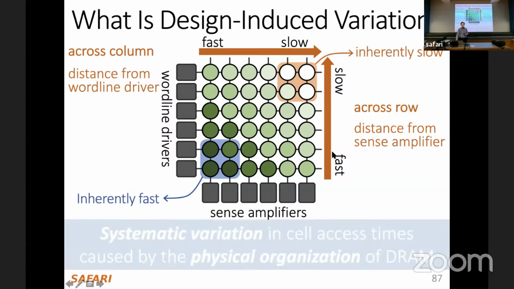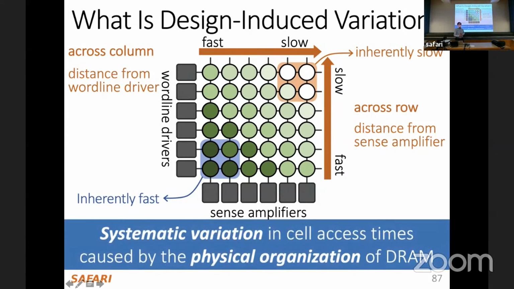Now, unfortunately, this is not the full story. This is a systematic variation that is caused by the physical organization of DRAM. Internally, this looks a little bit different. You have word line drivers, but a subarray is actually divided into what are called mats. So you have sub-word line drivers, but I'm not going to go into that abstraction level. The paper discusses that abstraction level. But this picture remains essentially.